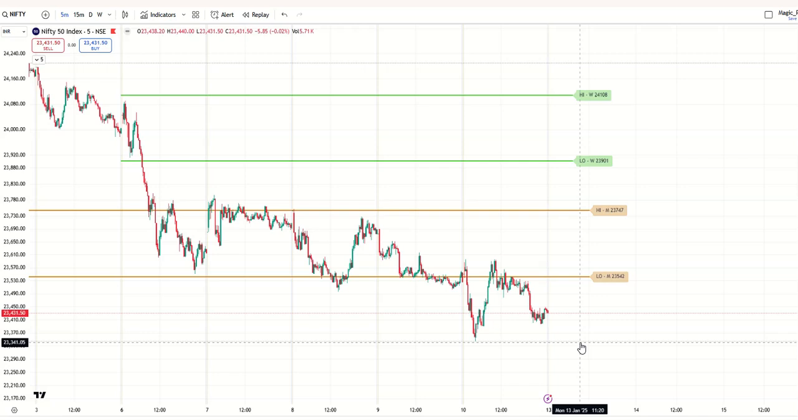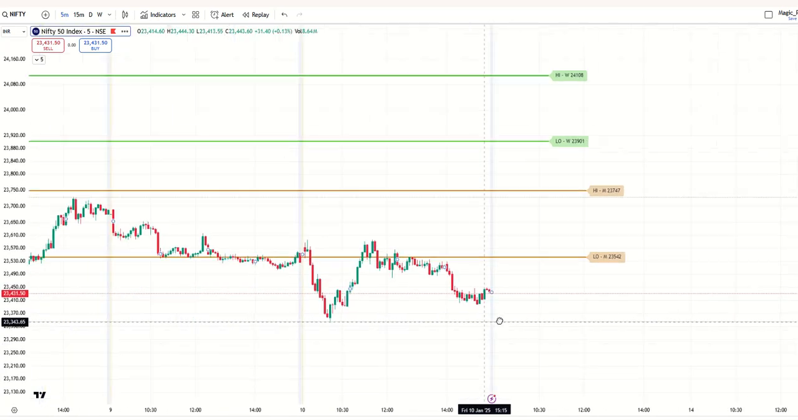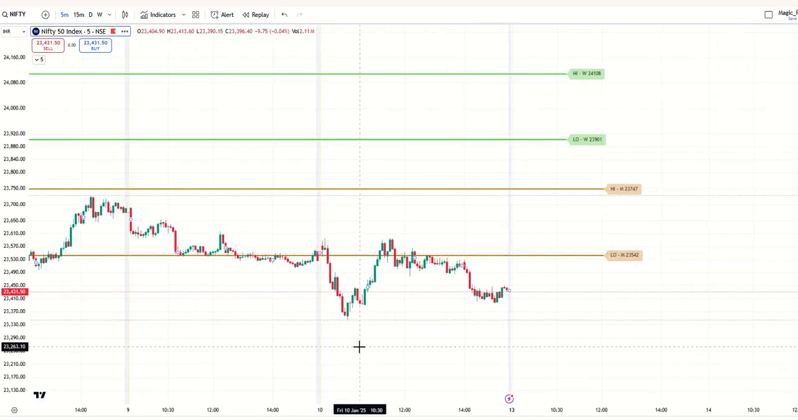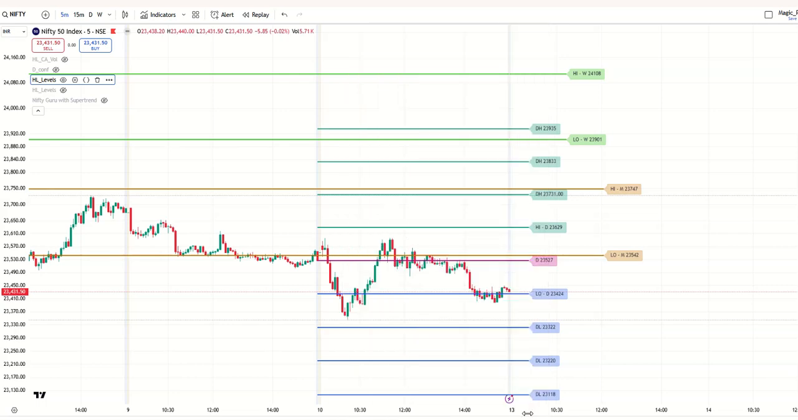Okay, and now let's say I take a trade somewhere here or anywhere today. Let's look at only today. Why talk about previous days? If I take a trade here, what is the target? How do I know? That is where your other levels will help you. Daily, extended targets, VWAPs, all these will help you in a better way. When this breaks down, you are expected to reach here.